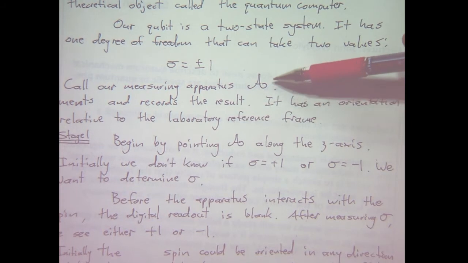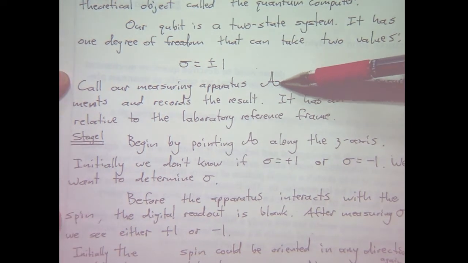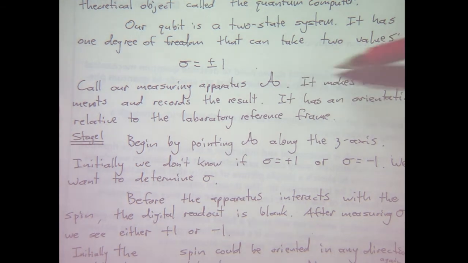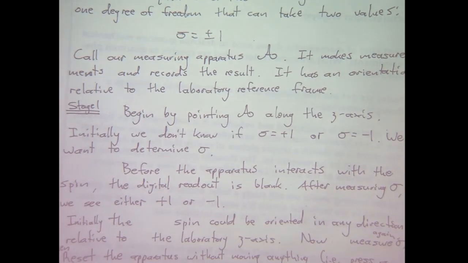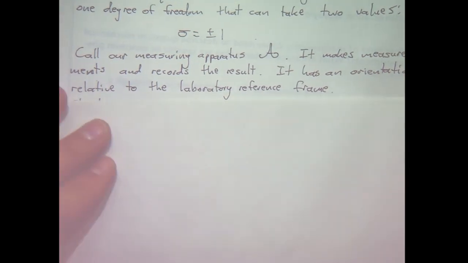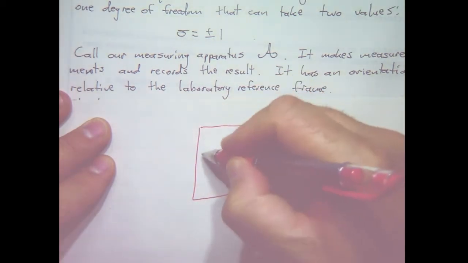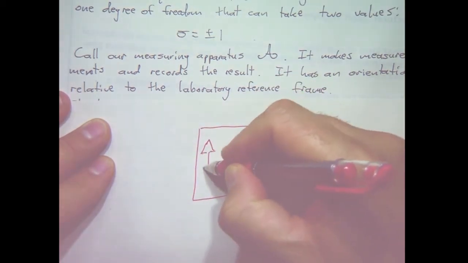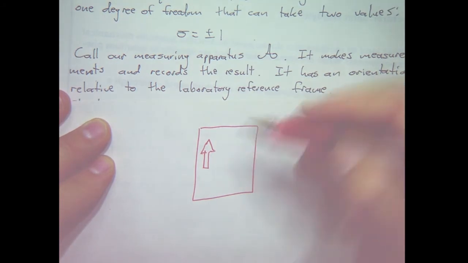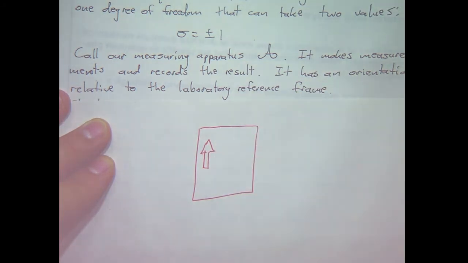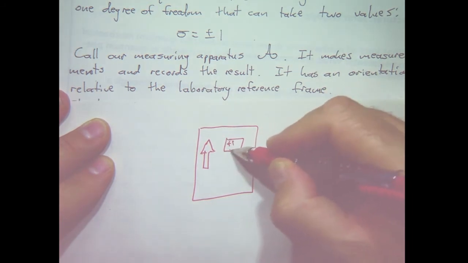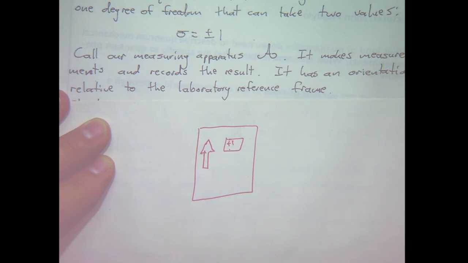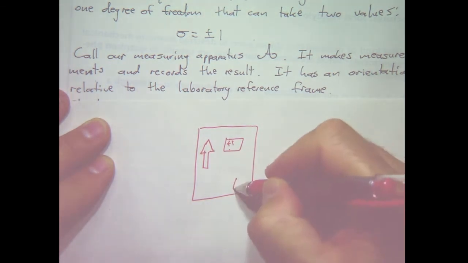We'll call our measuring apparatus this weird looking capital script A. That's the A apparatus. This apparatus makes measurements and records the results. And it has an orientation relative to the laboratory frame. So you might imagine that the apparatus is some sort of box. It has an arrow on it, like this, so that we know which direction the apparatus is facing. It has a readout here, which reads either plus one or minus one, or it can have an up arrow, or down arrow, or anything. And here we have a button here.